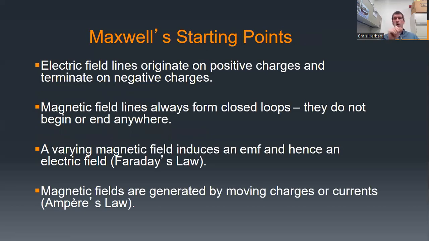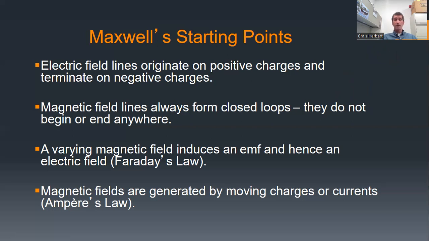So what do we know? We know that electric field lines originate from positive charges. If you remember all the diagrams that were being drawn, you might remember, okay, we have a positive charge, and then from that positive charge, we draw all these field lines, and they point away from a positive charge, and they point toward a negative charge.